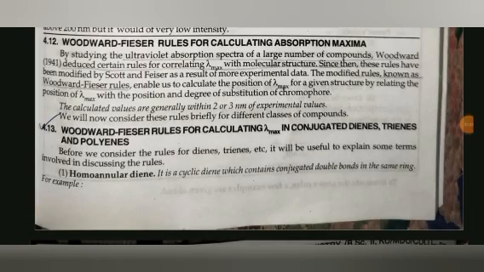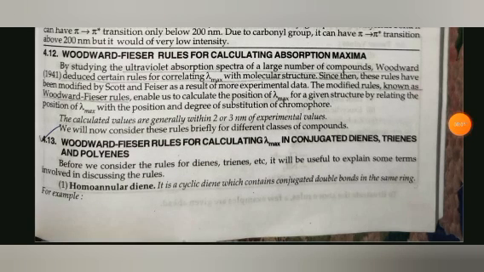Woodward-Fieser rule for calculating absorption maxima. By studying the UV absorption spectra of a large number of compounds, Woodward deduced certain rules for correlating lambda max with molecular structure. Since then, these rules have been modified by Scott and Fieser as a result of more experimental data. The modified rule, known as the Woodward-Fieser rule, enables us to calculate the position of lambda max for a given structure by relating the position of lambda max with the position and degree of substitution of the chromophore. The calculated values are generally within 2 or 3 nanometer of the experimental value. We will now consider these rules briefly for different classes of compounds.